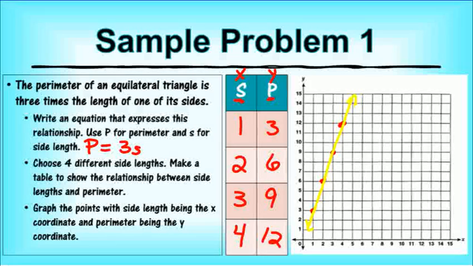And the function is just telling me to multiply whatever I put in there times 3. And I can check that because 1 times 3 gives me 3, 2 times 3 gives me 6, 3 times 3 gives me 9, and 4 times 3 gives me 12. So we would say the function or the rule is times 3.